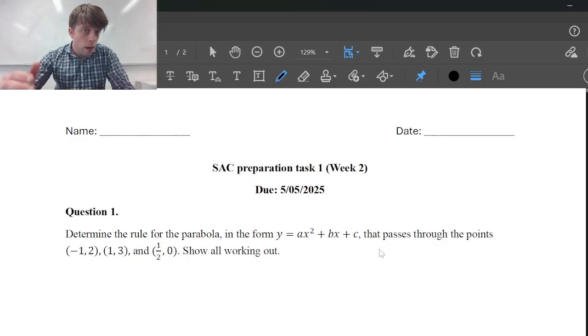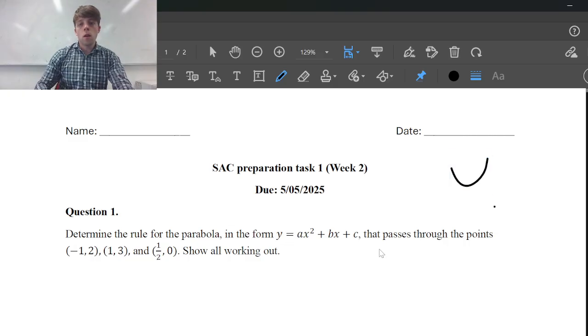As we know, whenever we have a parabola, that is a quadratic equation, so it's a shape that looks like that or like that. And it has the general rule for a quadratic equation: y equals ax squared plus bx plus c, where a, b, and c are real values that we need to find. And we know that this parabola passes through the points that have been given to us here. So the question is, how do we go about solving a problem like this?